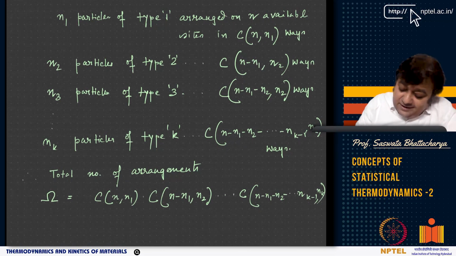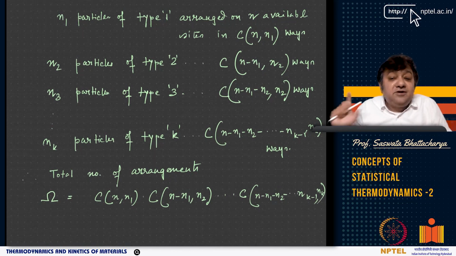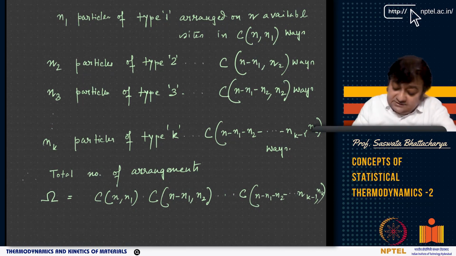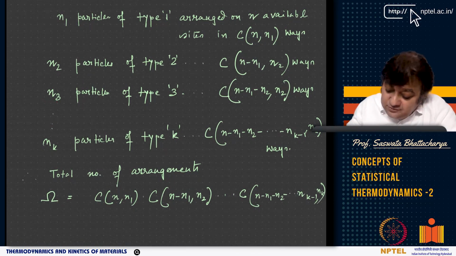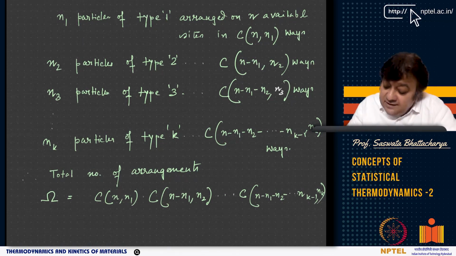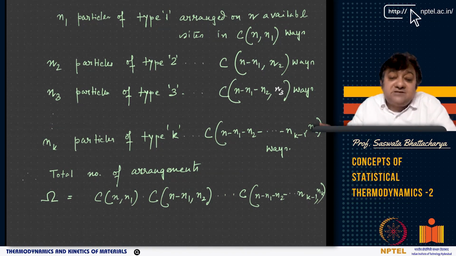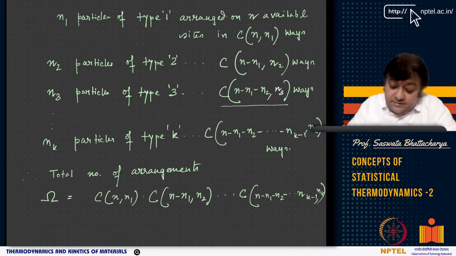Now again you have n3 particles. Remember, as soon as n1 and n2 are arranged, you have only n minus n1 minus n2 positions remaining. In those, you want to arrange the n3 particles, so this has to be n3. We want to arrange n3 particles in the available n minus n1 minus n2 sites. How many ways to arrange them is given again by this combination formula.